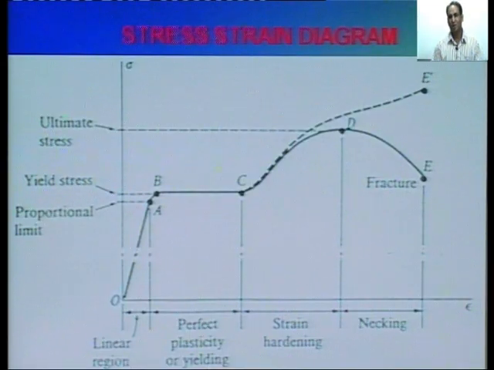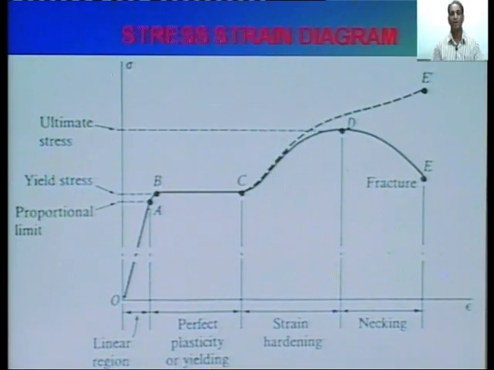After point D, at point E, the specimen of the material fails, that is, it fractures. Its failure takes place and the load is decreasing. This is called the breaking point, and the stress at this breaking point E is called the breaking stress. On this graph from O to E, first of all the graph from O to A is a straight line.